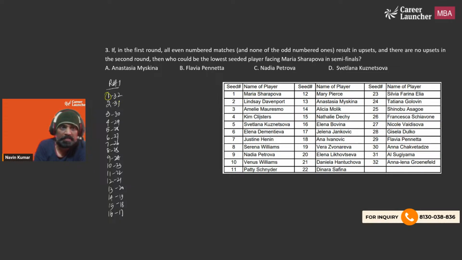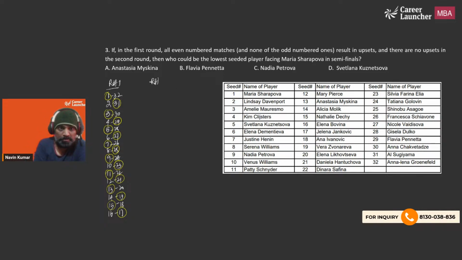So 1 wins, then 31 wins, then 3 wins, then 29 wins, 5 wins, 27 wins, 7, 25, 9, 23, 11, 21, 13, 19, 15, and 17. So these are the seeds who move over to the next round. Now, if we pay attention, we find that the seeds that are going to move to the next round are odd numbered seeds, which means all the even number seeds are out of the game.